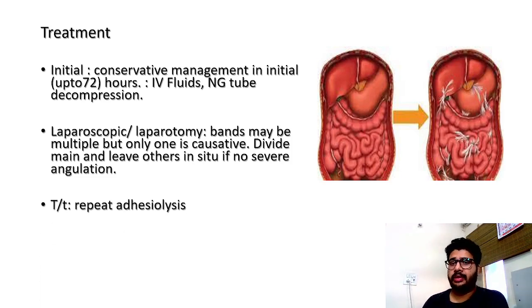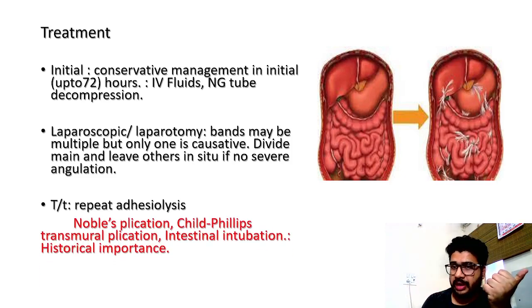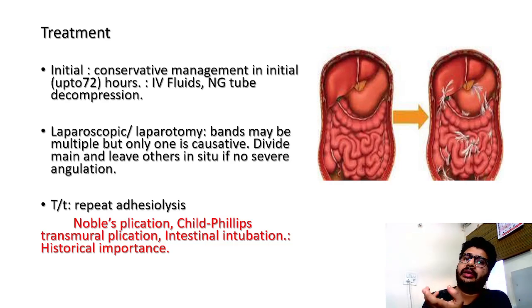Now, if it is surgery which is to be done, the name for that surgery is adhesiolysis, and for recurrent obstruction, adhesiolysis is now the standard treatment for adhesions which are not relieved on conservative management. You should remember some names from a historical point of view which may be asked in MCQs, like Noble plication, Childs-Phillips transmural plication, and intestinal intubation, which were used earlier to treat the obstruction.